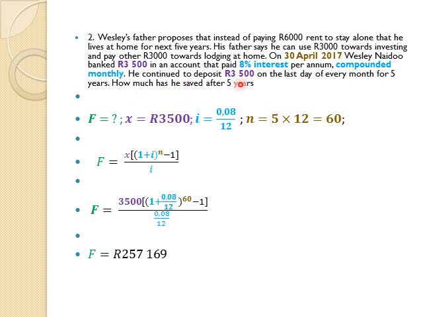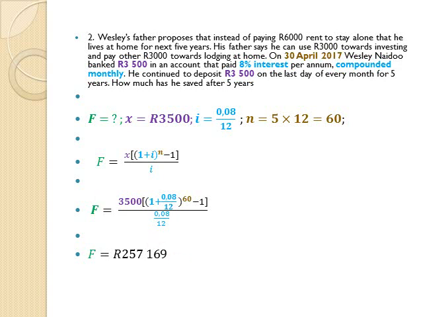So he graduated at 22. Going to stay at home till he's 27. So looking for F. X is 3,500. Interest is 0.08 divided by 12 because it's compounded monthly. N equals 5 times 12, which gives me 60. So substitute: X is 3,500, I is 0.08 over 12, N there is 60. Punch that all in the calculator. Make sure of your brackets. And after 5 years, you would have 257,169 rand, which is quite sufficient for him to buy a car and still do many other things with it.